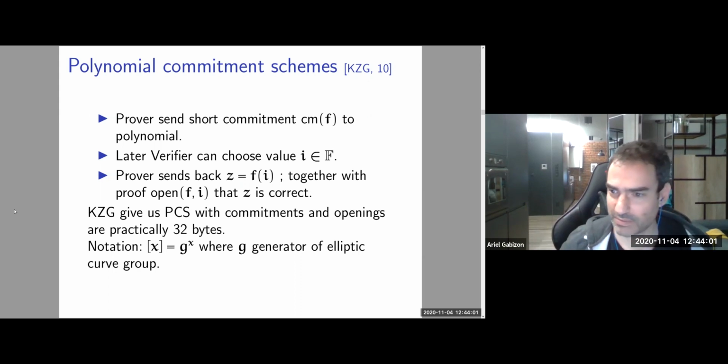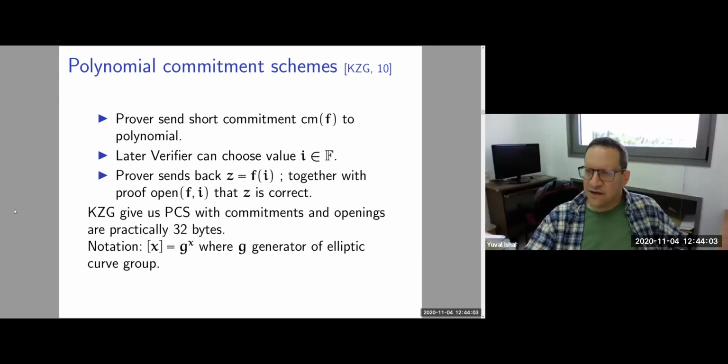If you've never... Quick question, Ariel. Yeah. Okay, maybe it's more appropriate later, but in terms of post-quantum alternatives, has anything happened on this front? Is there any reasonable post-quantum alternative here?